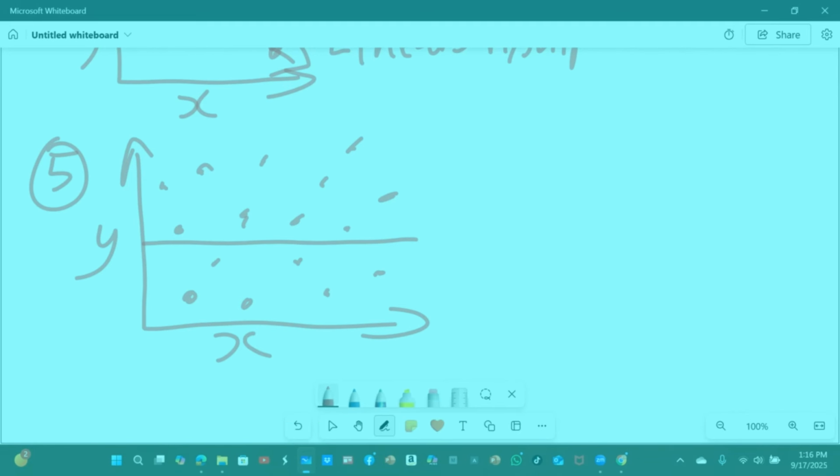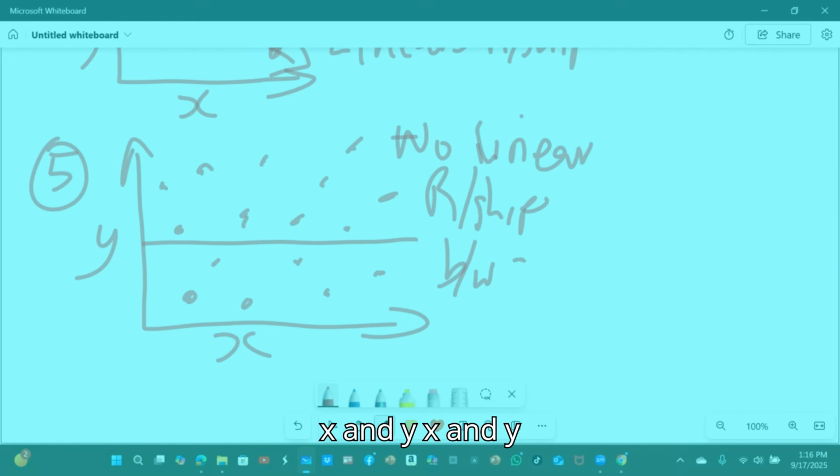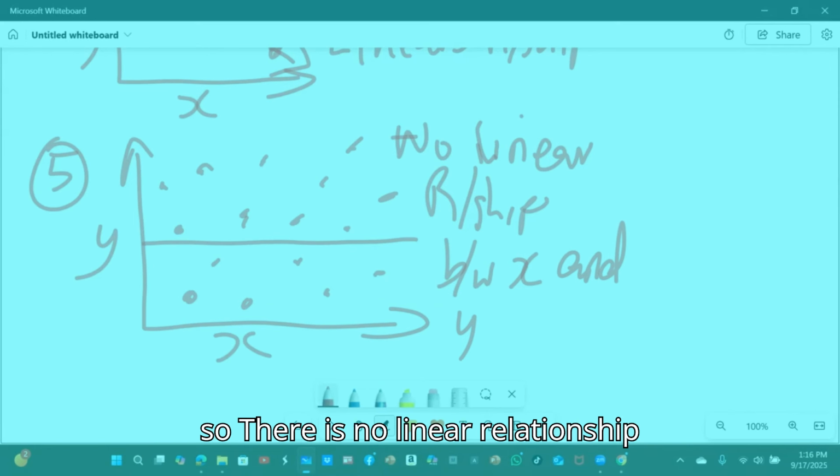So it's a no linear relationship. So there is no linear relationship between x and y. So there is no linear relationship between x and y. All right. So there is something we need.